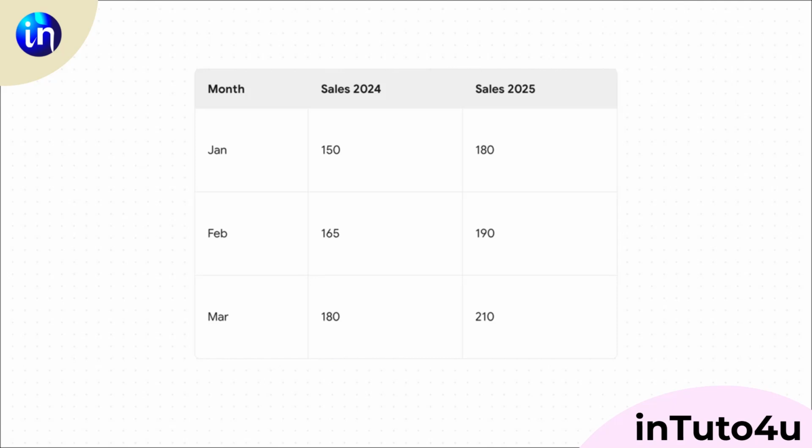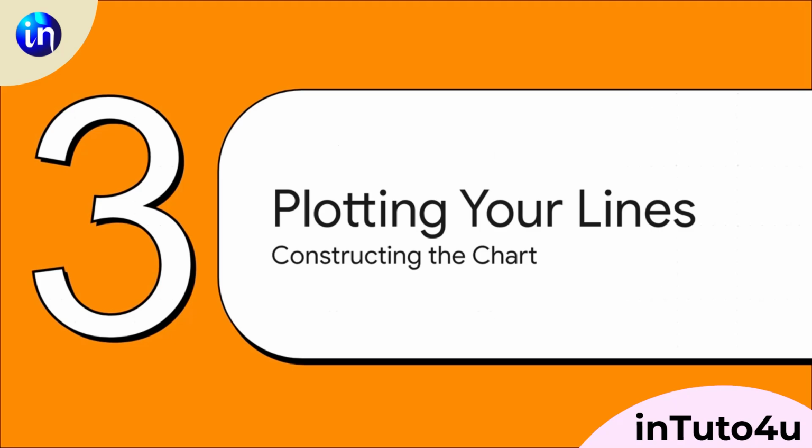And this table right here, this is the perfect setup. Your first column, that's for your labels on the bottom of the chart. In our case, it's the months. Then every single column after that is its own unique data series. That's going to become its own line. So here, we've got one line for 2024 sales and a second line for 2025. Once your data is set up just like that, we are ready to plot.